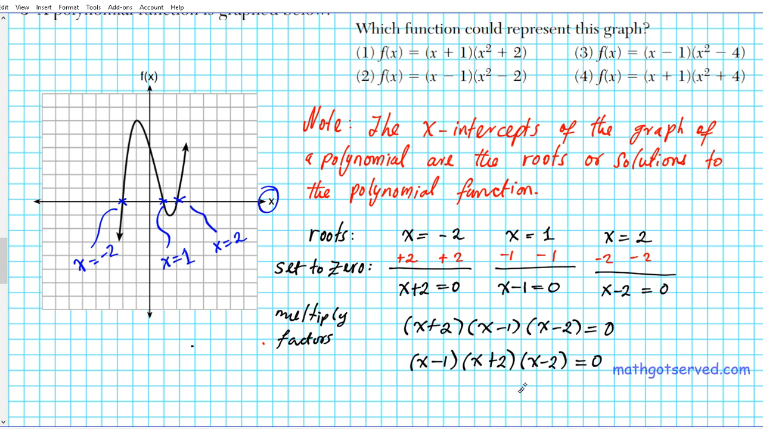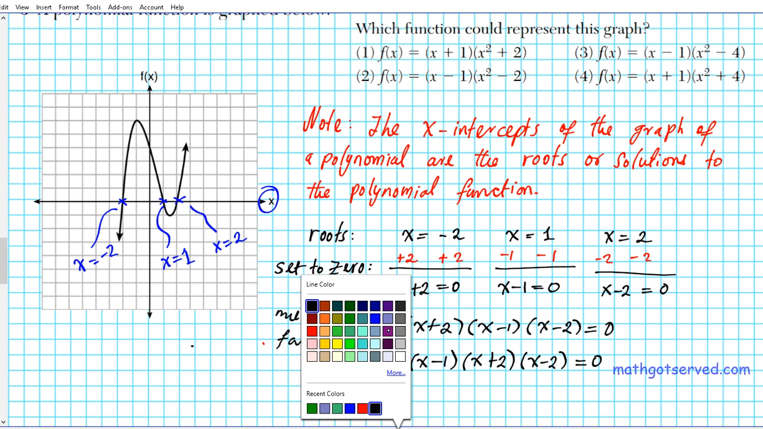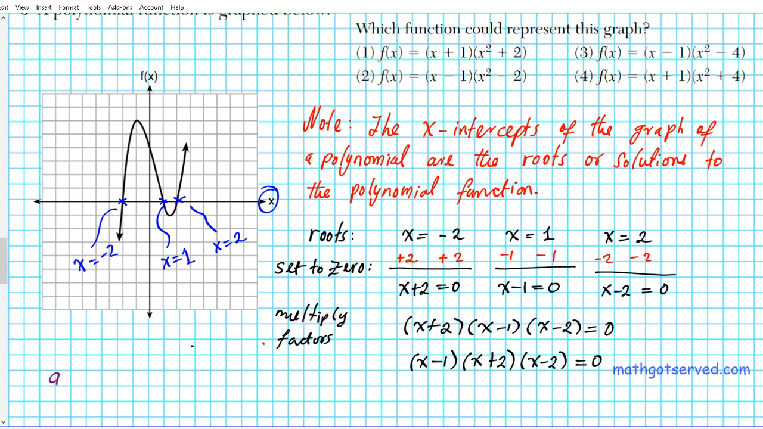Okay, x plus 2 times x minus 2, that should help you remember a particular expansion or factorization formula. a plus b times a minus b is the factored form of a difference of squares, a squared minus b squared. So if you have x plus 2 times x minus 2, do you know what that's going to be? It's simply going to be x squared minus 4. Okay? So this is known as the difference of squares formula.